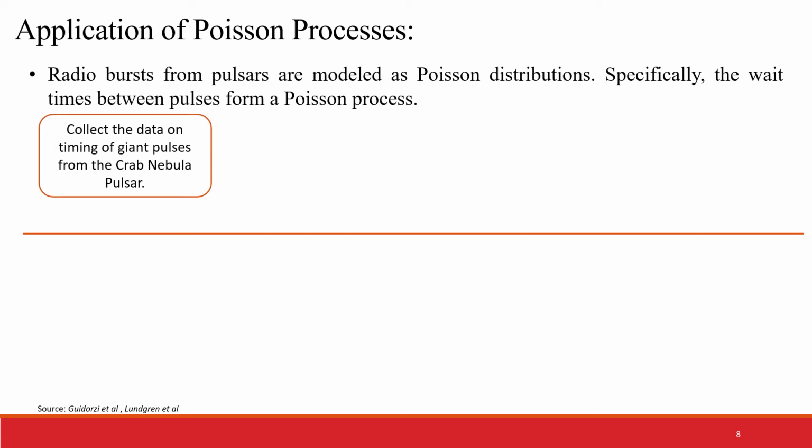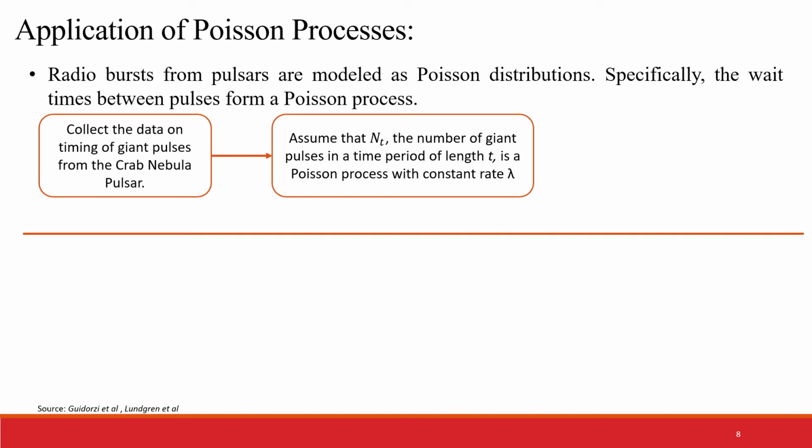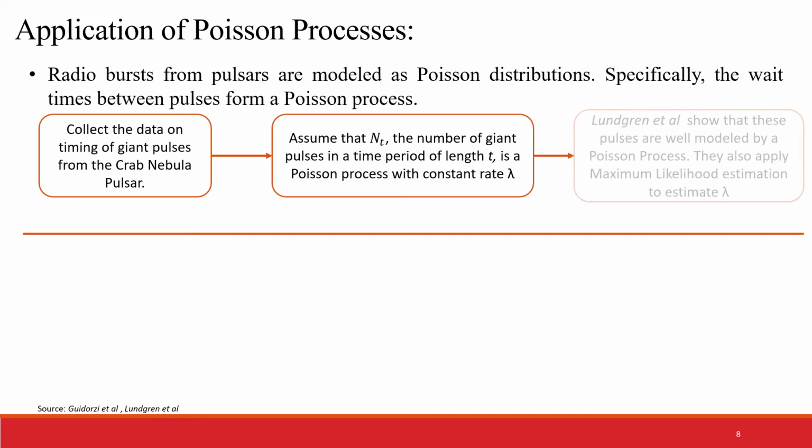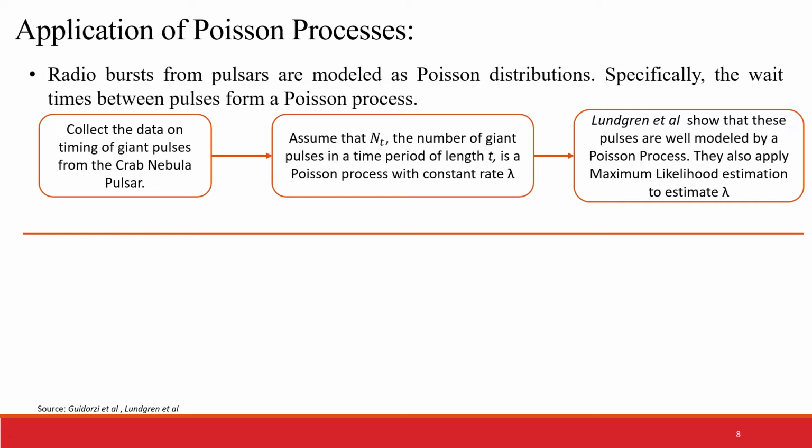So we first collect the data on the timing of the giant pulses from, for example, the Crab Nebula pulsar, and then we assume that N(t), the number of giant pulses in a time period of length t, is a Poisson process with a constant rate lambda. There are existing papers that show that these pulses are very well modeled by Poisson processes.